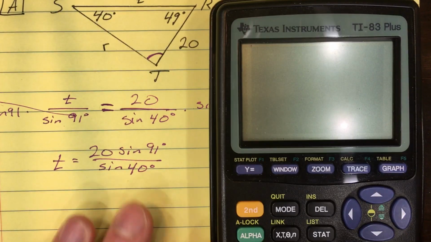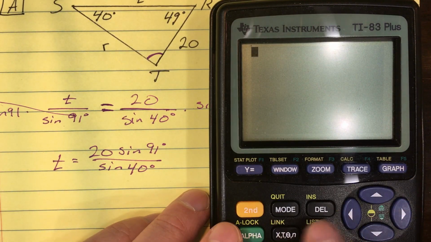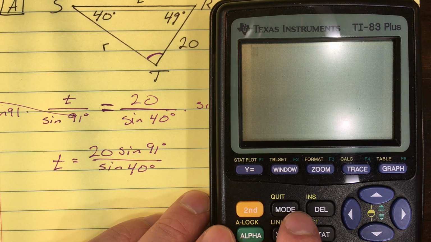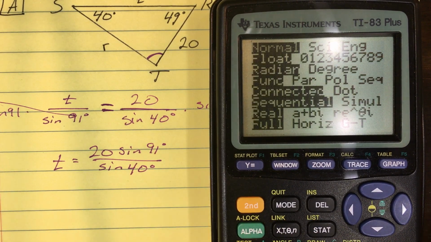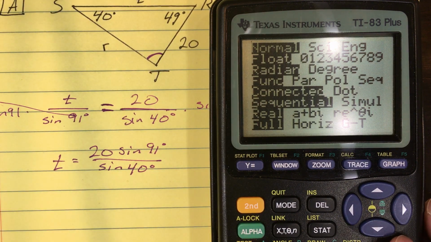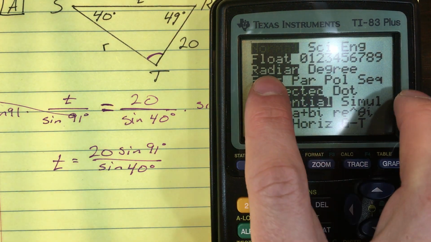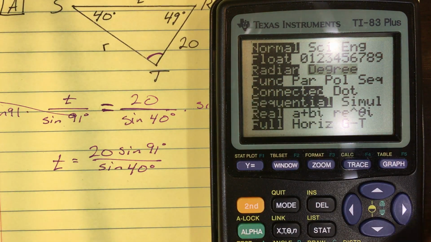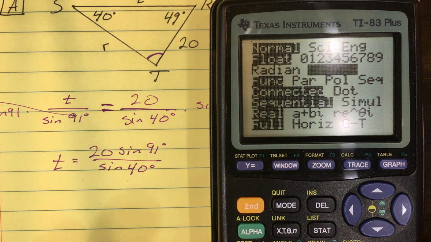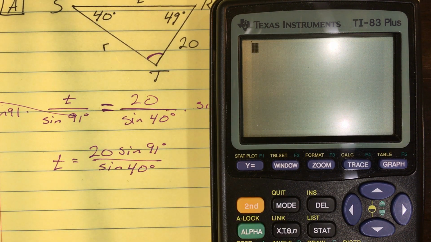When you're using trig functions, you need to make sure you're in the right mode. So up here next to our second button, you can see mode. We're going to hit that. And we are typing in degrees here. We're not using radians. So on mine, it's the third option down. I can choose either radians or degrees. I want to be in degrees. So make sure that when you're doing these problems, your calculator is in degrees as well. All right, let's exit out of that.